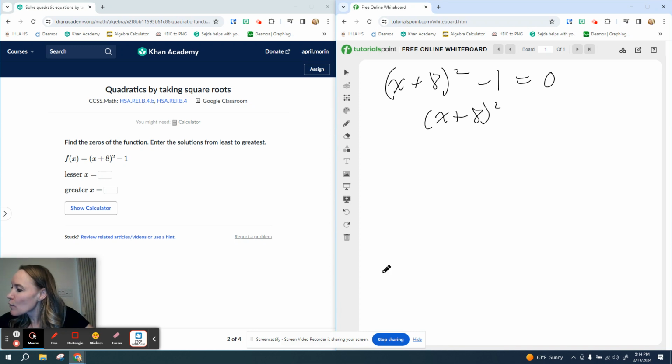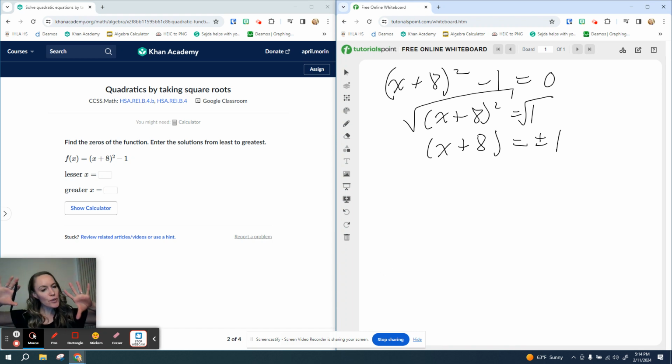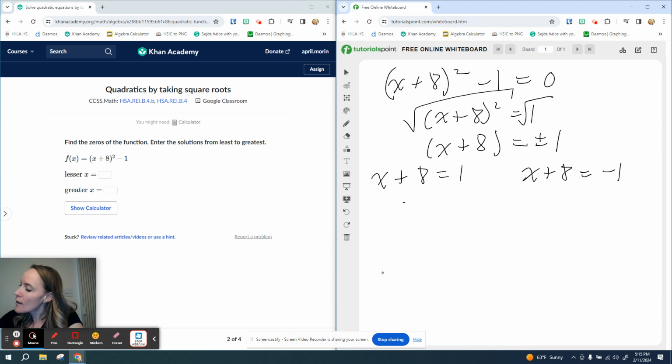x plus 8 squared equals 1. Notice that 1 is a square, so I can take the square root of both sides. And I have x plus 8 equals plus and minus 1. I split that into two equations where I have x plus 8 equals positive 1 and x plus 8 equals negative 1. And then I have x equals negative 7, right? Because 1 minus 8 is negative 7. And then I have x equals negative 1 minus 8, which is negative 9.